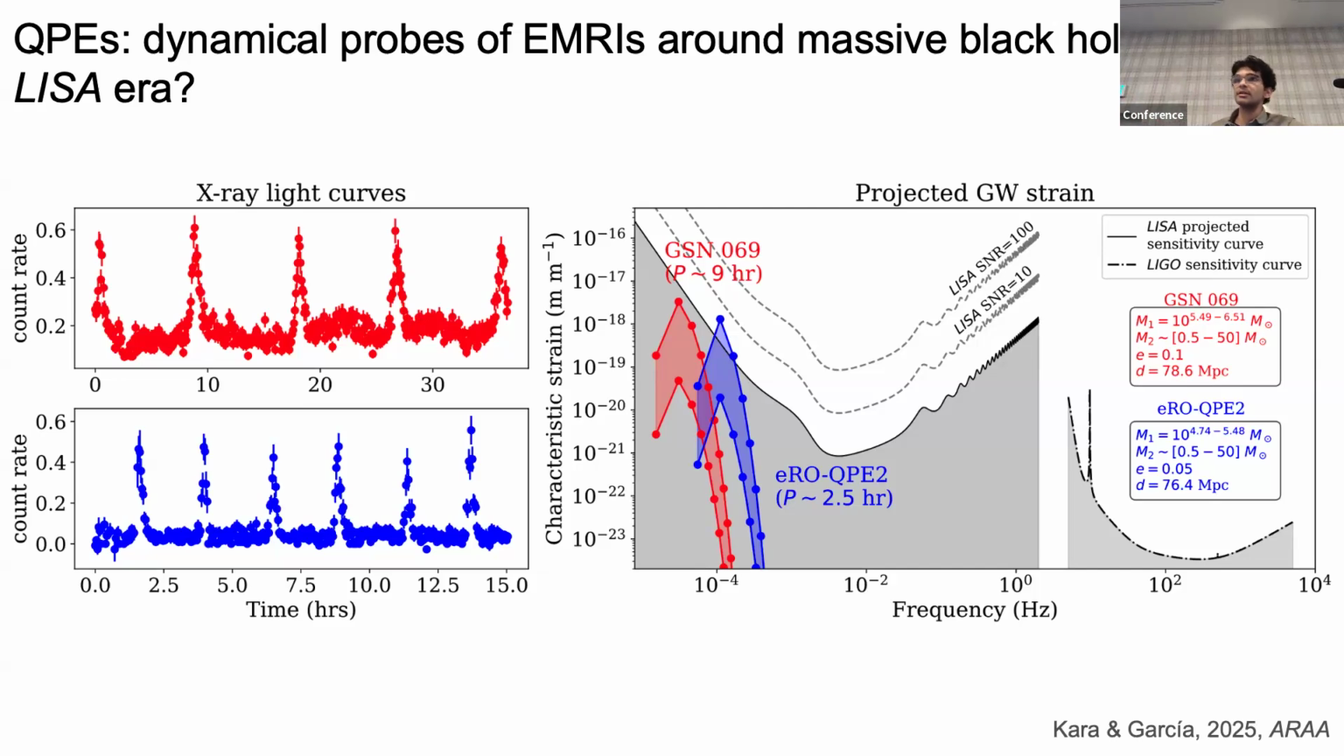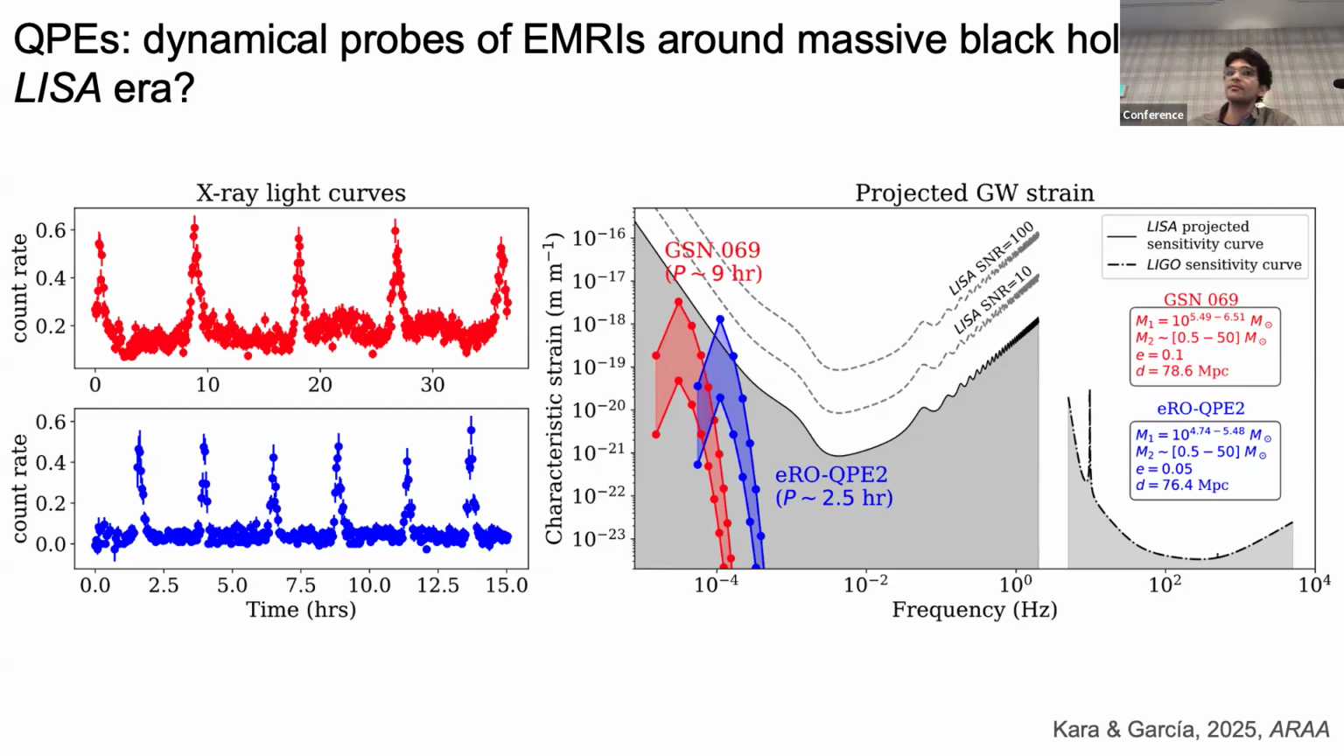So the natural question is, will Axis or X-ray facilities in general give us a possible multi-messenger synergy with LISA? And the answer is probably not, at least for the known QPEs so far, although I think we're going to hear more about this in DJ's talk.